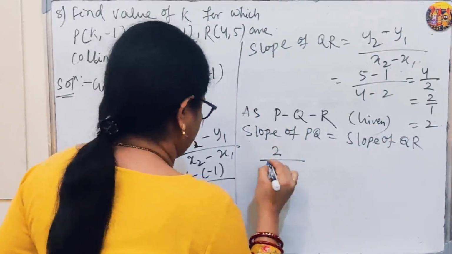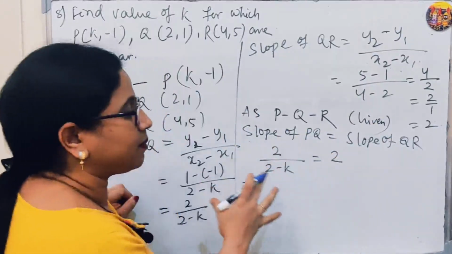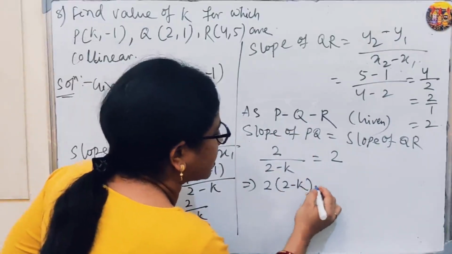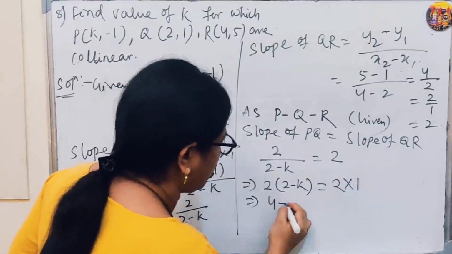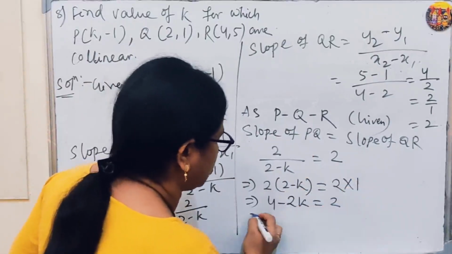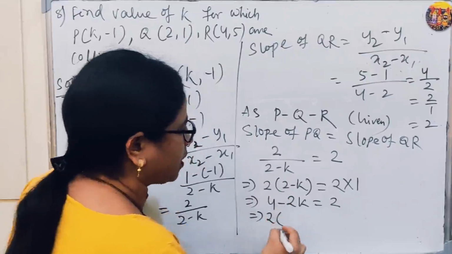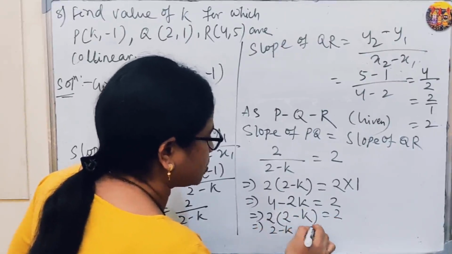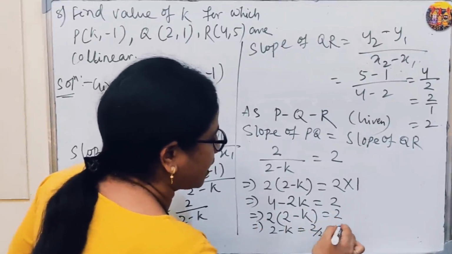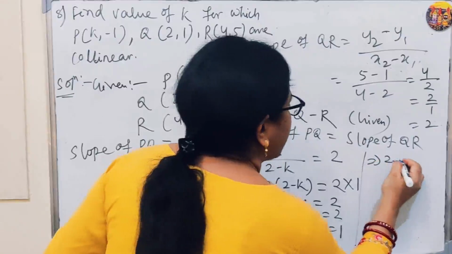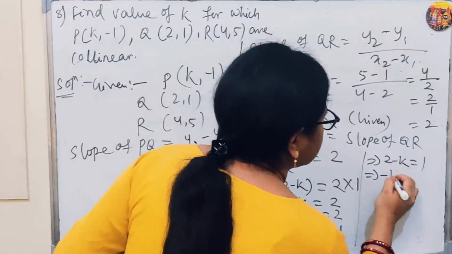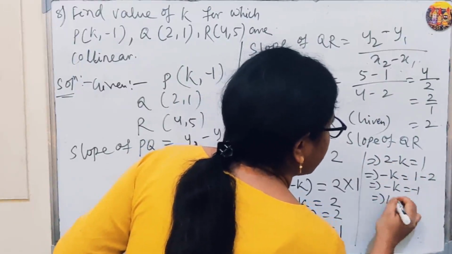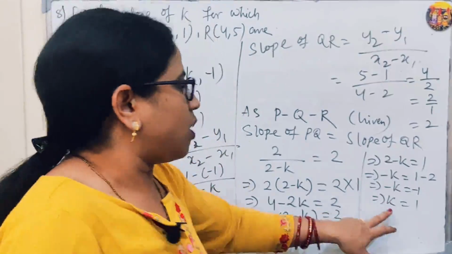This is 2 upon 2 minus k, this is 2. If I do the cross multiplication, I will get 2 multiplied by (2 minus k) and 2 multiplied by 1. 4 minus 2k is equal to 2. Now I can take 2 common from here. This will be 2 minus k will be 2. So 2 minus k is equal to 2 upon 2, these 2 got divided. So we will get 1. So 2 minus k is equal to 1. Minus k is equal to 1 minus 2, minus k is equal to minus 1. So k is equal to 1. So the value of k is 1.